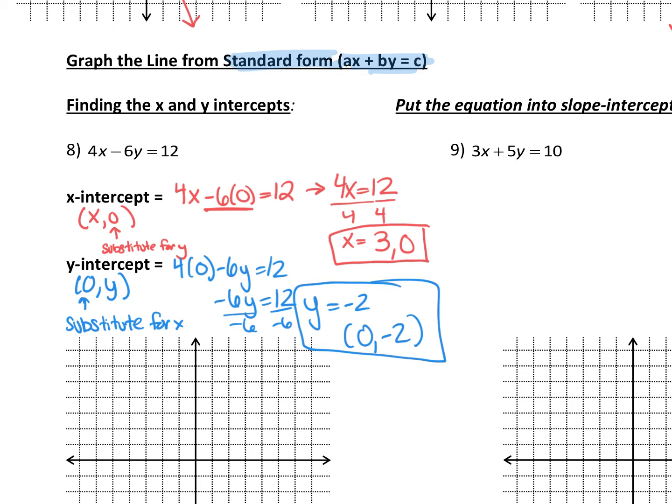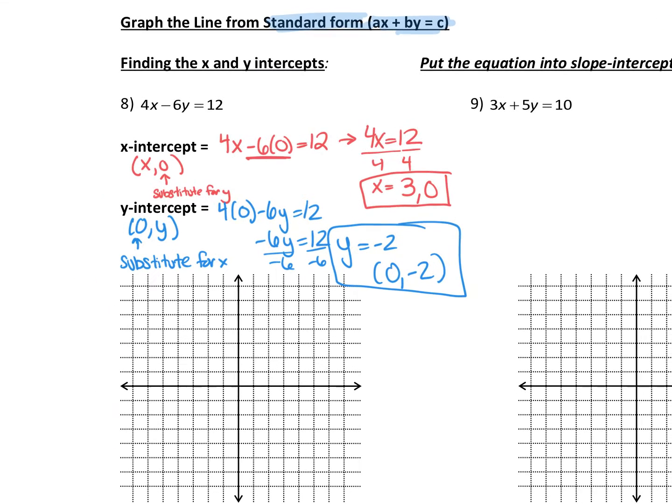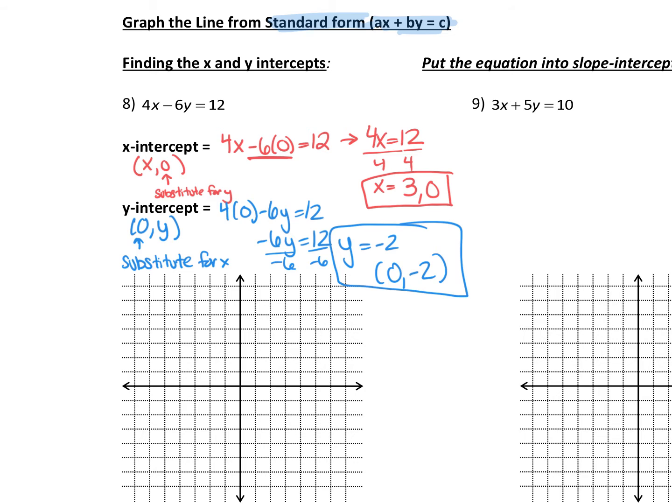We need a minimum of 2 points to plot a line. Since I have my 2 intercepts, I can plot my x-intercept at 3, 0, and I can plot my y-intercept at 0, negative 2, and I can draw my line. So that's one way to graph an equation in standard form: by finding the x and y-intercepts.